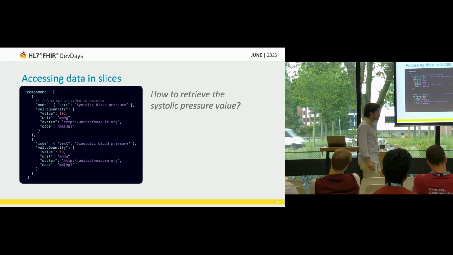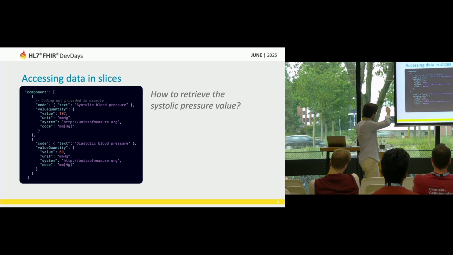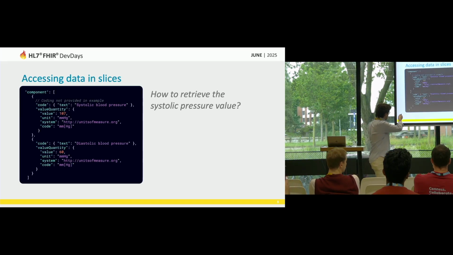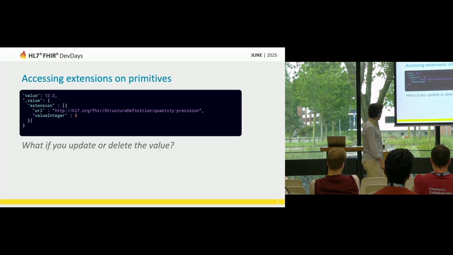Components and observations, it's the same story. We find ourselves often just iterating through the components and then finding the right component to get the value. And there, I think, the libraries are lacking a bit in Python, also in accessing that nested data. Primitives are also quite tricky.